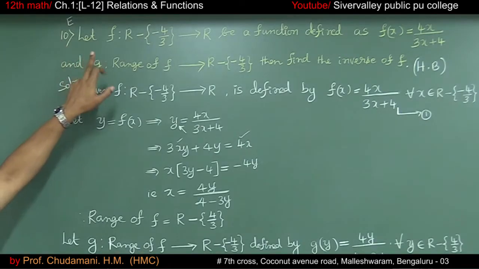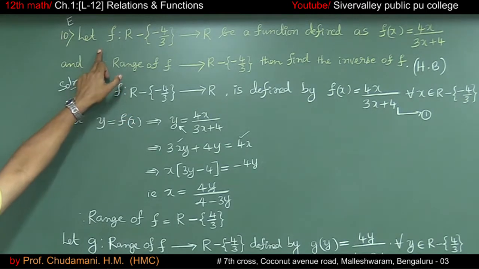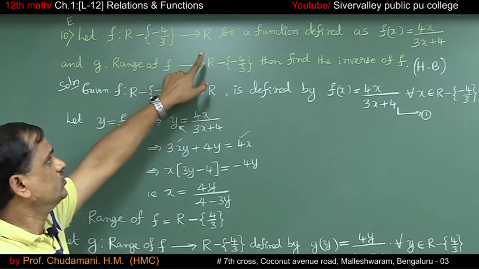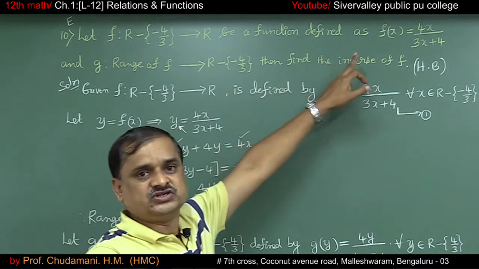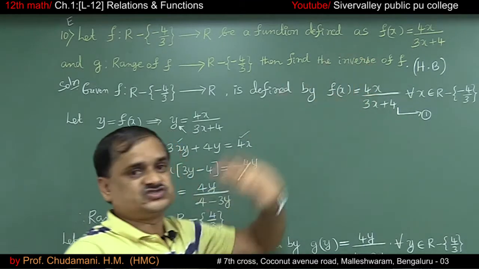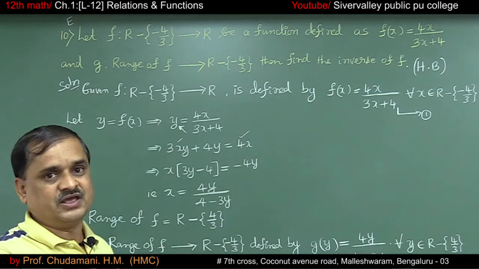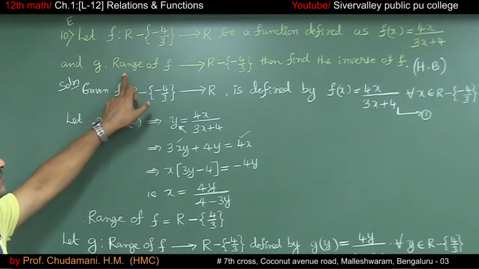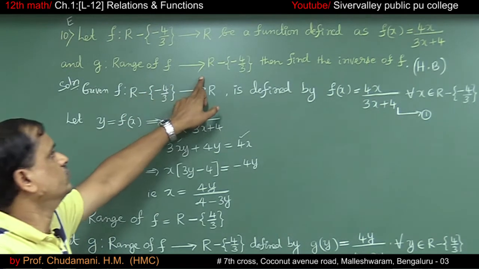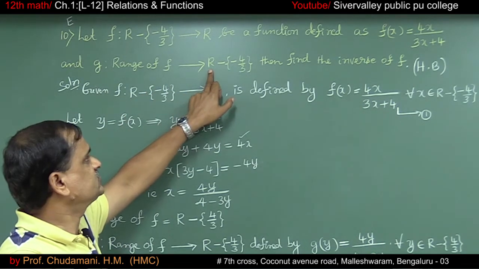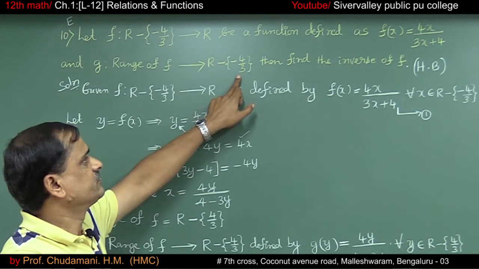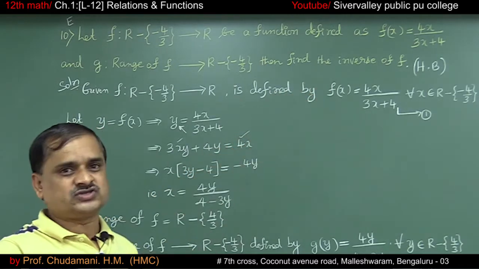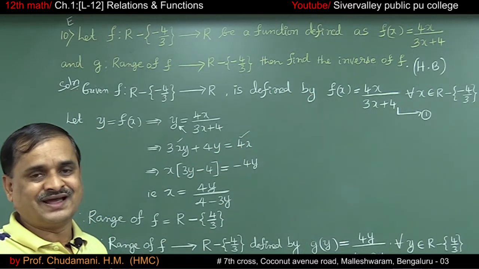10th one, an exercise problem. Let f from the set of real numbers except minus 4 by 3 to the real numbers be a function defined as f of x is equal to 4x divided by 3x plus 4, and g from the range of f to the real numbers except minus 4 by 3. g from B to A, then find the inverse of f, they are asking. It's there in the handbook.